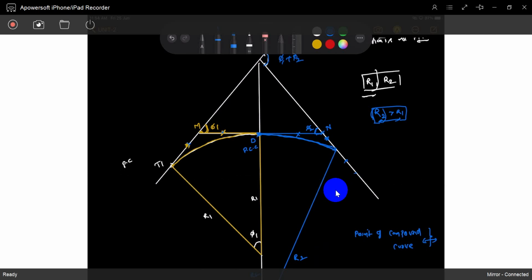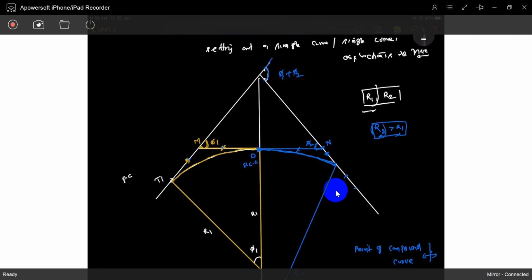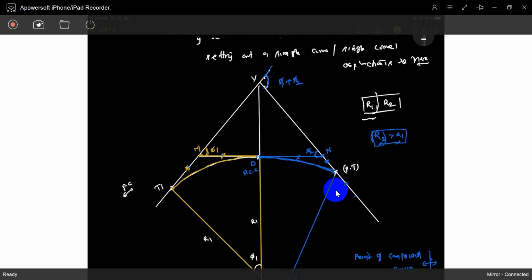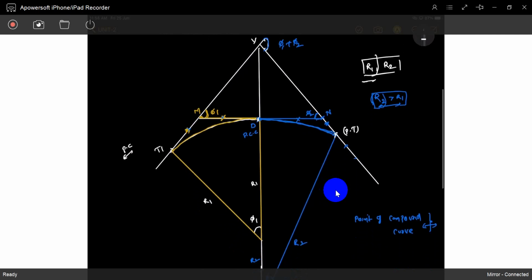Okay, that's it. See this. So what are the points in a compound curve? Same thing, this is a point of curvature, this is a point of tangency, the last point. So this is a point of compound curve, this is the apex, we already know this is the apex. So these are all M and N.